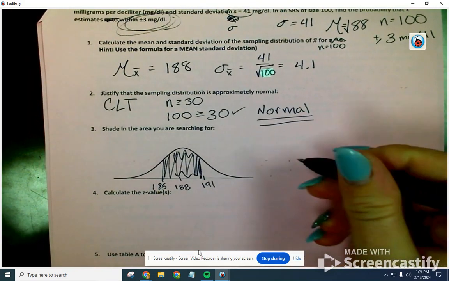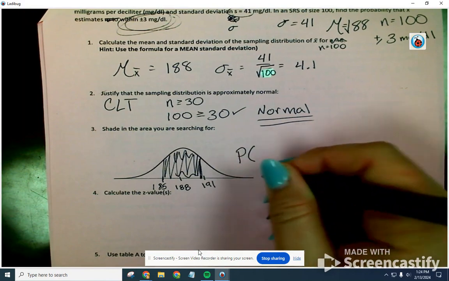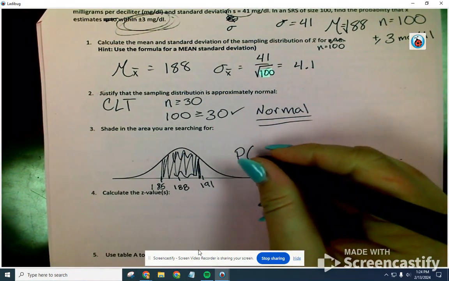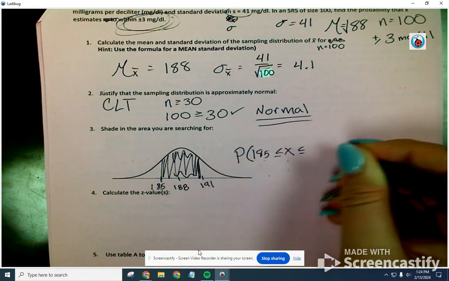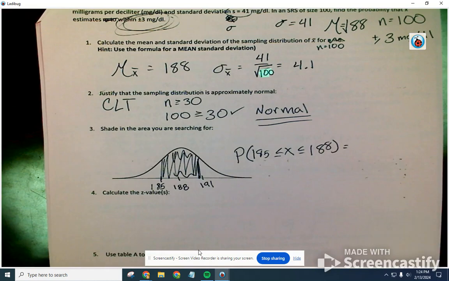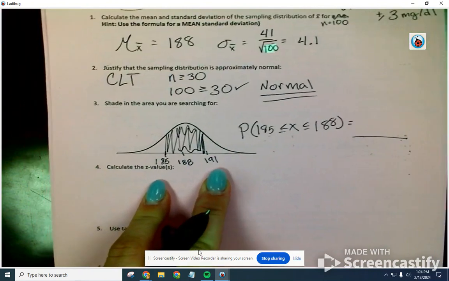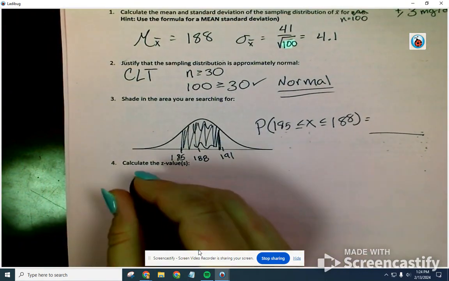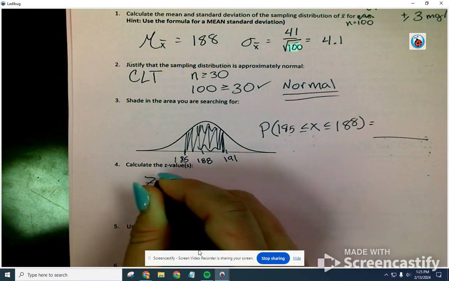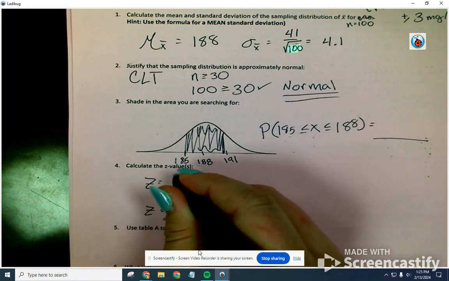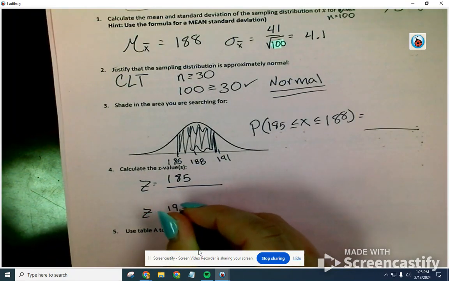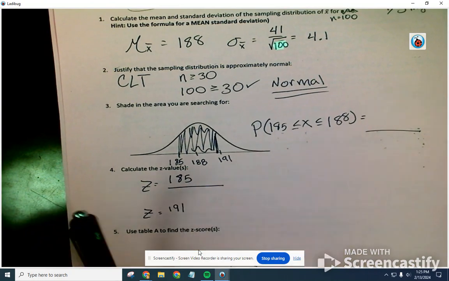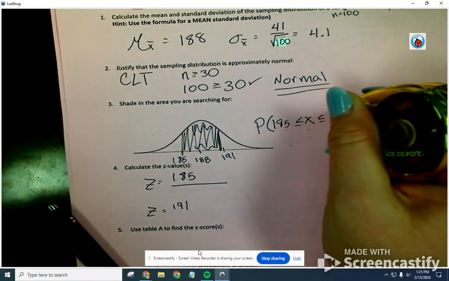If you were to write this out because you really want to know what the probability is, you would put the probability that X is between 185 and 191. Now with this, because there are 2 values that we're looking at, that means we're going to have 2 Z values. So we're going to get to do the formula for Z twice, where the first one is going to have an X value of 185 and the other one's going to have an X value of 191.